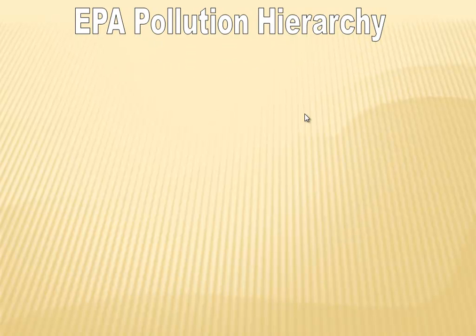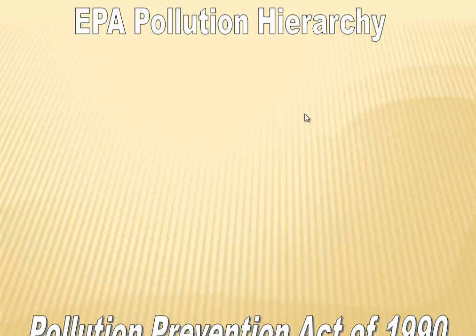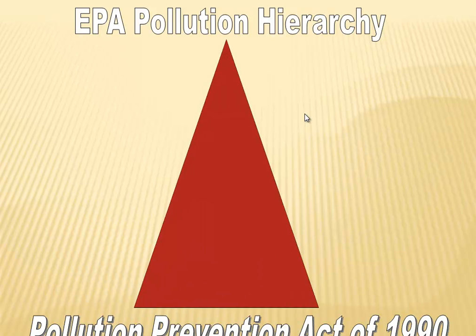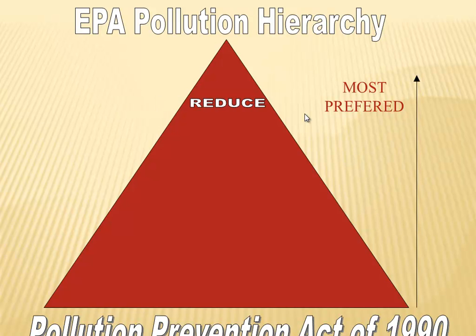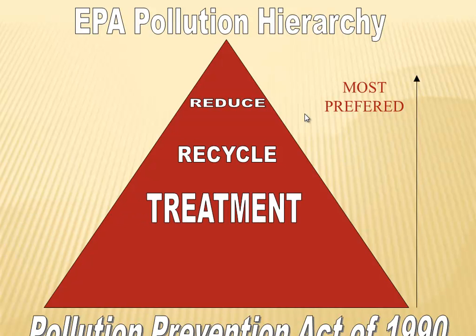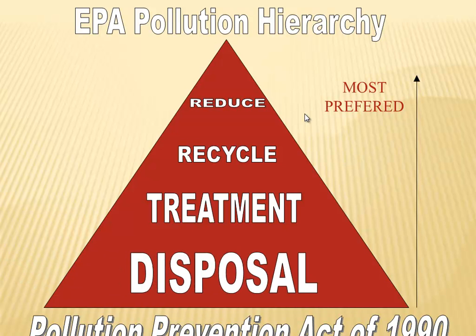So, what should we do about it? Well, in 1990, we came up with something called the Pollution Prevention Act. The EPA came up with a hierarchy of what they think should be done with our waste. And I put the hierarchy on this triangular pyramid where we take the most preferred technique of handling our waste at the top, and that is to reduce it. This is the most preferred. Then below that, if we can't reduce it, we recycle it. If you can't recycle it, we treat it, which usually means incineration, but there are other techniques we can discuss. And then at the very, very least, it's disposal.